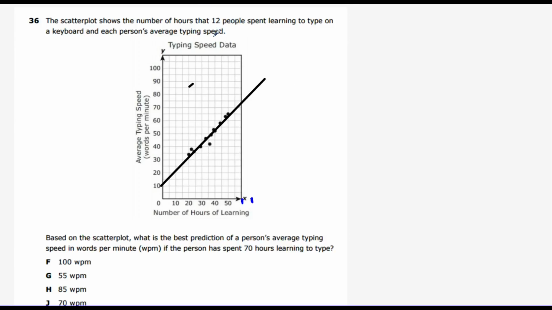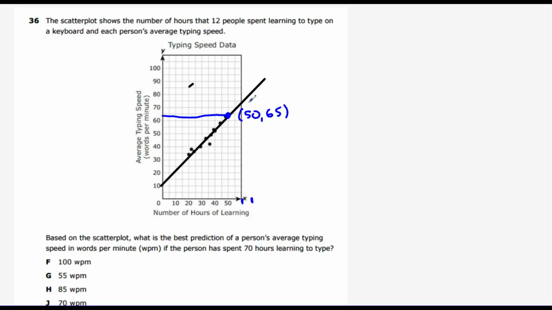So let's pick a couple points. Let's say 50, right? That's towards the end. 50 is right about here, somewhere between 60 and 65. But for the sake of keeping this simple, let's say it is 65. So we're rounding anyway. It doesn't have to be perfect. So 50 hours is about 65 words per minute.